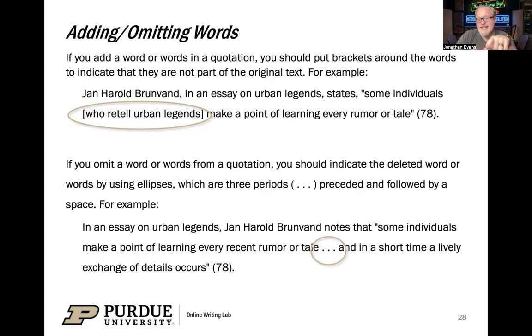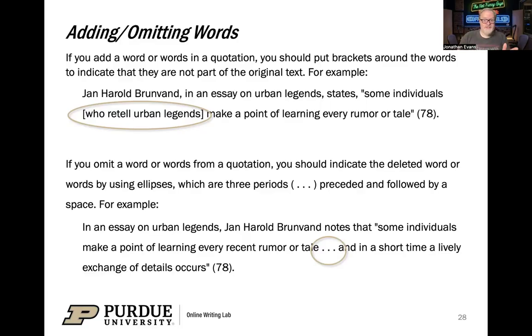Now let's look at this exact same one, but this time we're going to use the ellipses. All right? Ellipses mean that we've cut something out and we've skipped ahead. Still has to make sense though. In an essay on urban legends, Jan Harold Brunvand notes that some individuals make a point of learning every rumor or tale, and in a short time, a lively exchange of details occurs.